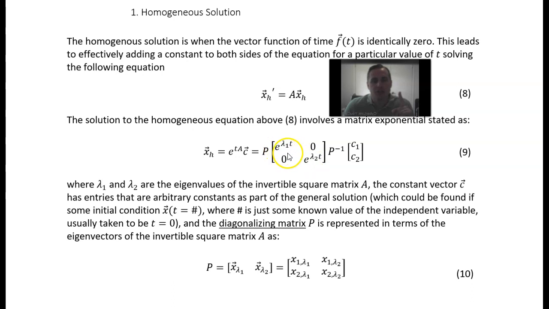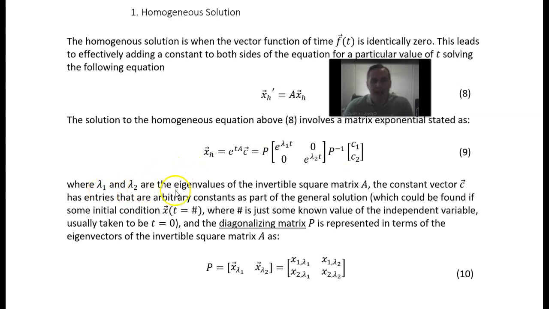natural exponentials, that is, involving Euler's number, along the main diagonal, and the coefficients that multiply the independent variable t are the eigenvalues of the matrix A, that is lambda 1 and lambda 2. And then you have the P matrix that multiplies from the left and the P inverse matrix that multiplies from the right. So what do we mean by this?